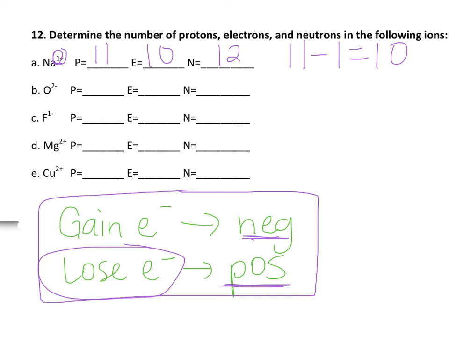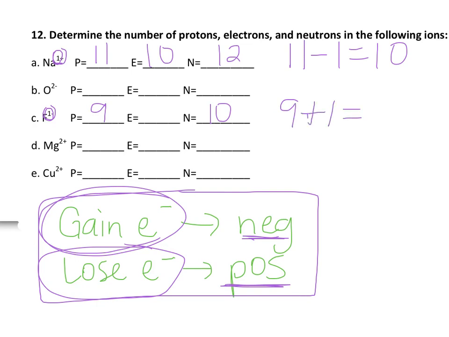So now let's do an example of a negatively charged ion. Let's look at fluorine. Fluorine has an atomic number of 9, and if you subtract that from its mass of 19, you're going to get 10 neutrons. Now fluorine, if it was neutral, would have 9 electrons, but it's not. It's a -1 charge. So if it's negative, that means it gained electrons. So it gained 1 electron, meaning it has 10 electrons. So pay attention to the charges on these, and that'll help you figure out the number of electrons.